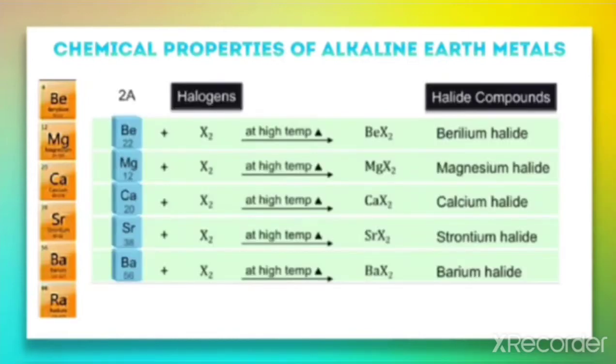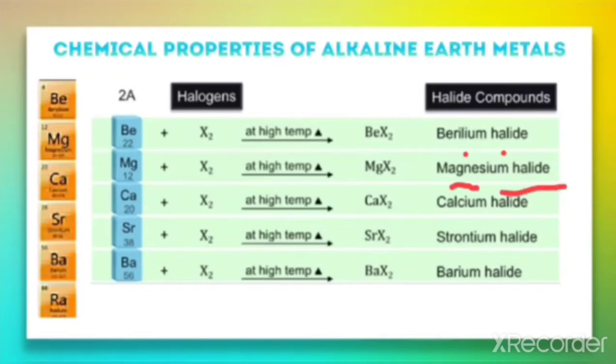We can write this equation for all these elements in this way. That is the reaction of beryllium with X2 at elevated temperature. The product formed is called beryllium halide. With magnesium it forms MgX2, with calcium it forms CaX2, with strontium it forms SrX2, and with barium it forms BaX2, which is called barium halide. In general we name this a metal halide. So if the metal is magnesium, we name it magnesium halide.